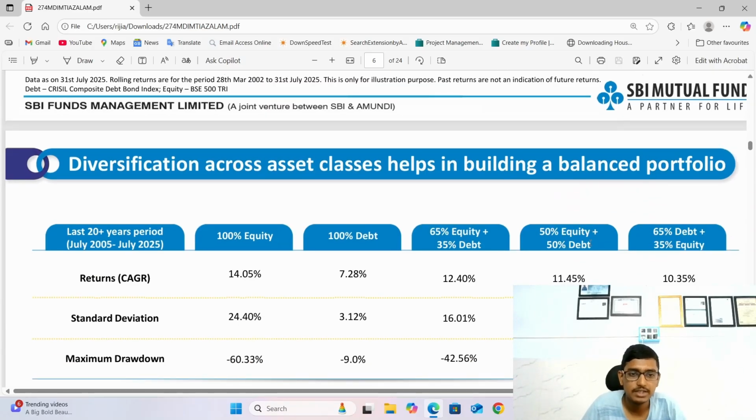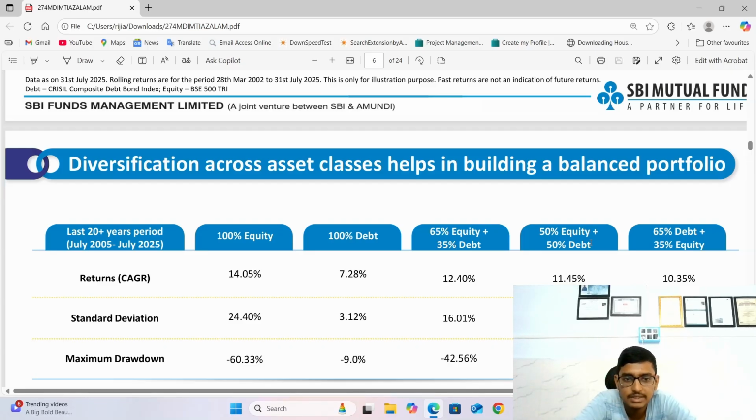So if we see the last 20 years, from July 2005 to July 2025, in the returns of the equity sector, on average, if we take 100% equity, there was a return of 14.05%. If your portfolio was 100% debt, there would be a return of 7.28 to 8%. If you had a hybrid fund with 65% equity and 35% debt, you would get an average return of 12.40%. If 50% equity and 50% debt, 11.45% returns, and if 65% debt and 35% equity, you would get close to 10.35% returns.